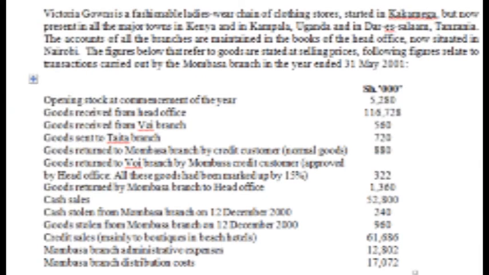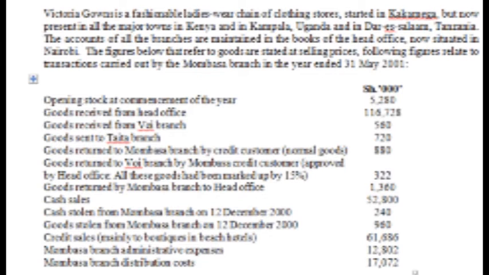Victoria Gowns is a fashionable ladies' wear chain of clothing stores started in Kakamega but now present in all major towns in Kenya and in Kampala, Uganda, and in Dar es Salaam, Tanzania. The accounts of all the branches are maintained in the books of the head office, now situated in Nairobi. The figures below are stated as selling prices. The following figures relate to transactions carried out by Mombasa branch in the year ended 31st May 2001.